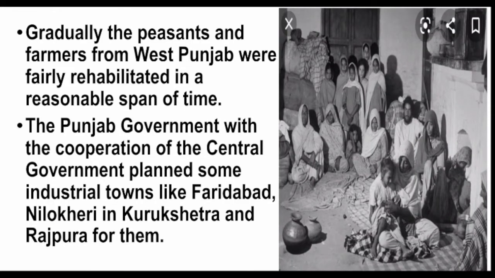Gradually, the peasants and farmers from West Punjab were fairly rehabilitated in a reasonable span of time. The Punjab government, with the cooperation of the central government, planned some industrial towns like Faridabad, Nilokhari in Kurukshetra and Rajpura for them. So these three places, Faridabad, Nilokhari and Rajpura, were chosen by the central government for settling the refugees who were coming from West Punjab. Within a few years, the Government of India, in cooperation with the Government of Punjab, settled the problem of refugees who were coming from West Pakistan.